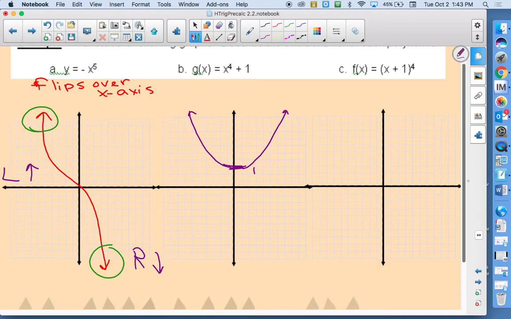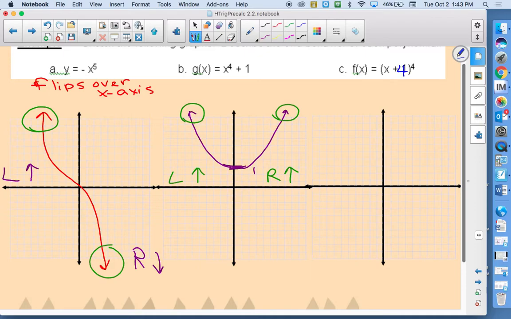Now, usually it touches the x-axis at the x-intercept. However, if we're shifting that value up, it's going to touch it at that value that it's shifting up to. But the key thing is to know that x to the 4th, both ends are in the same area. Both of them are pointed up. So you could say the left is going up and the right's going up. That would be the end behavior.